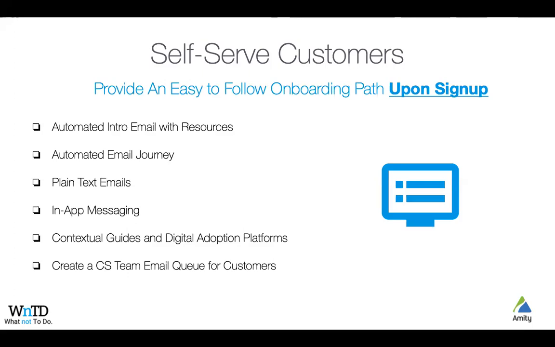Look at things like in-app messaging, contextual guides, and digital adoption platforms. What are the tools that you can leverage to provide customers with onboarding information when and where they need it? I'd also suggest creating a CS team email queue for your customers. Even for customers that are self-serve and highly automated, you don't want to make it impossible for them to reach out to a human being when they need help. If somebody responds to a welcome email, have that go to a CS team email queue that is managed by your CS team, because oftentimes they might just need a link to an email or a link to a video to help them move on to the next step. All of these things can be leveraged for your self-serve customers, but they can also be leveraged for the rest of your customer base as well.